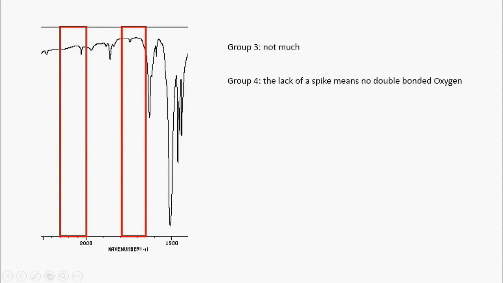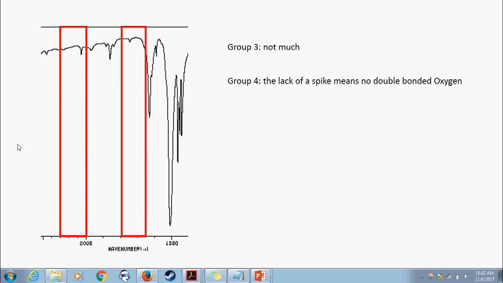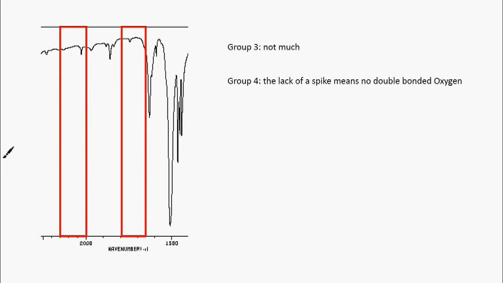Now sections 3 and 4 actually don't have much, but that's also an indication. Group 4 does not have the presence of a double bonded oxygen, otherwise you would see a rather large spike coming down right here. Since that is not there, we know that it may not be oxygen, or it may not be double bonded. And with the lack of an alcohol around group 1 and 2, which would be a big looping tongue over here, we know that if there is an oxygen present, it is going to be an ether, or it will be the other one.